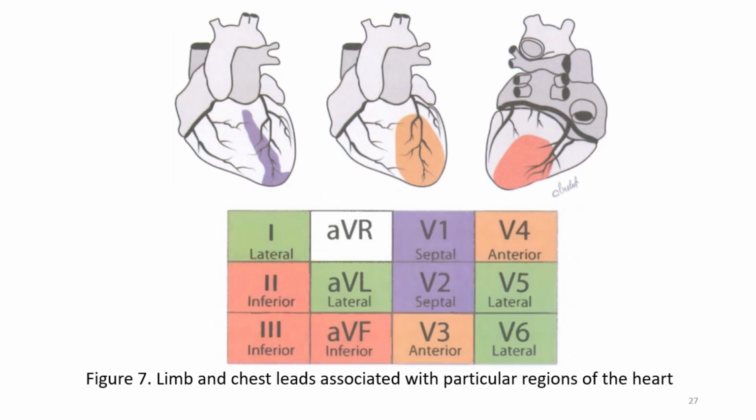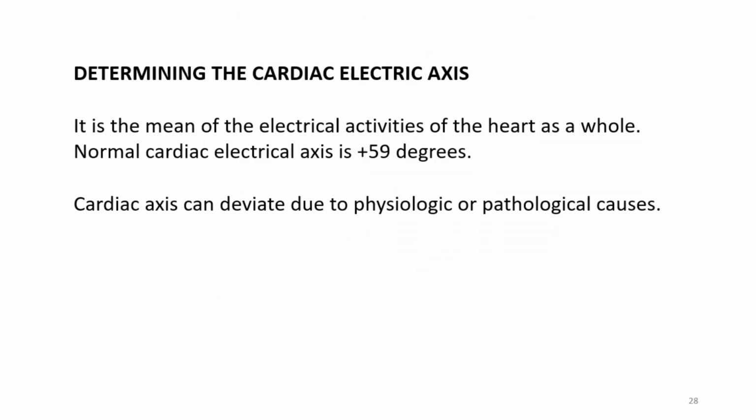So in cardiology, these are important: which part of the heart has a pathology, for example, myocardial infarction. Determining the cardiac electric axis. It is the mean of the electrical activities of the heart as a whole. Normal cardiac electrical axis is plus 59 degrees. Cardiac axis can deviate due to physiologic or pathological causes.